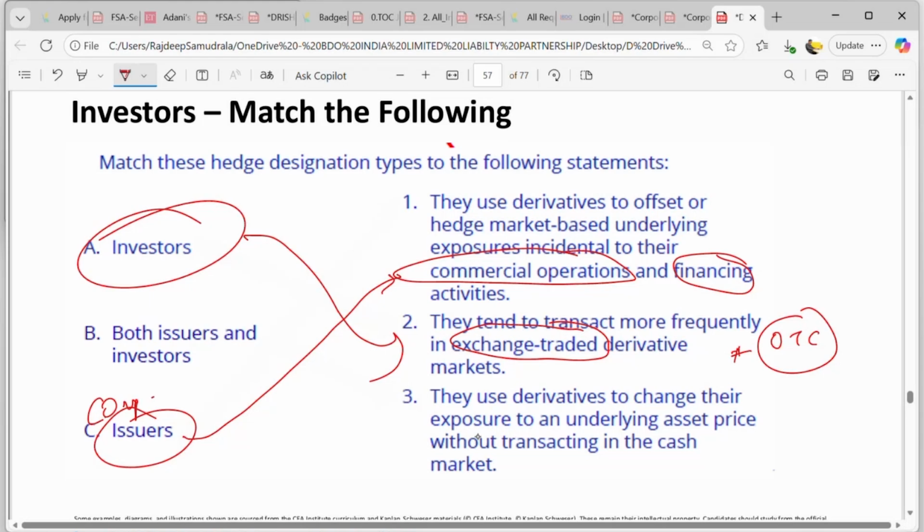And who uses derivatives to change the exposure? Both. I want to use derivatives to change my exposure and make sure that I have a better exposure to the price of the underlying asset. So without transacting in the cash market, I'm trying to get an exposure to the cash market. Clear? Any doubts on the answers, guys? No, sir. Others? Okay, good. So this helped you understand the key difference between investors and issuers and what they look for.